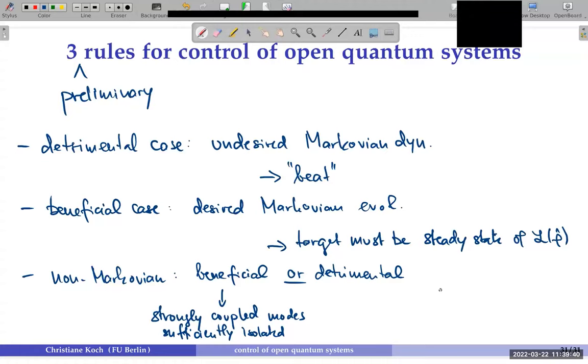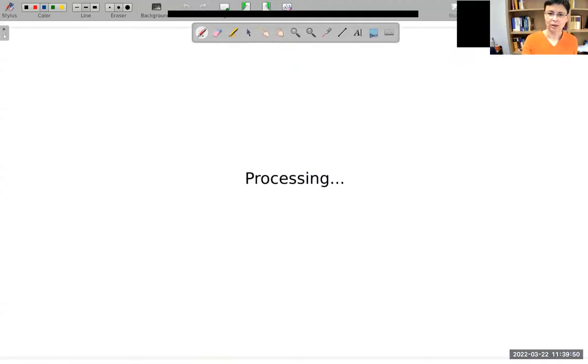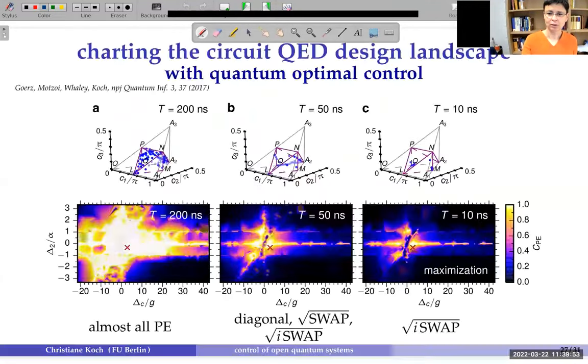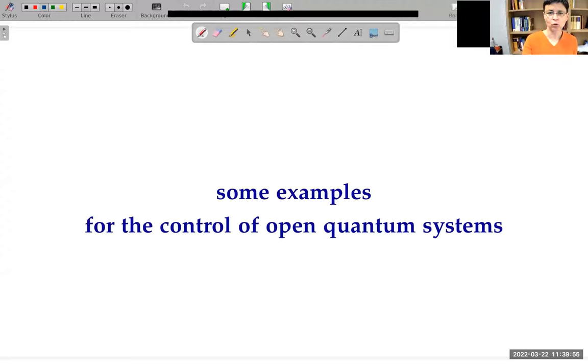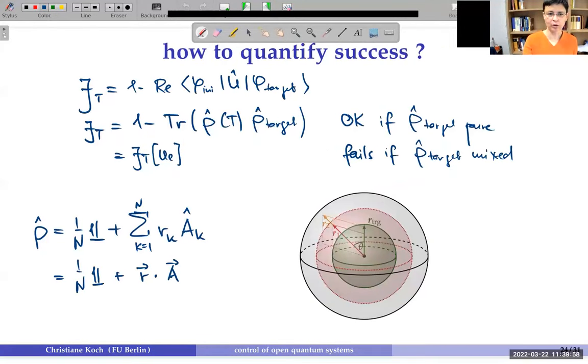I wanted to pass one up from a few minutes ago. What functional can be used if the target state is mixed? Okay, so this is again something that I did not go into detail, but there are two possible answers. So one is, what we've used here is a Hilbert-Schmidt product. And for density operators, the Hilbert-Schmidt product is not identical to the Hilbert-Schmidt norm. So if you replace it by the Hilbert-Schmidt norm, then you're okay.